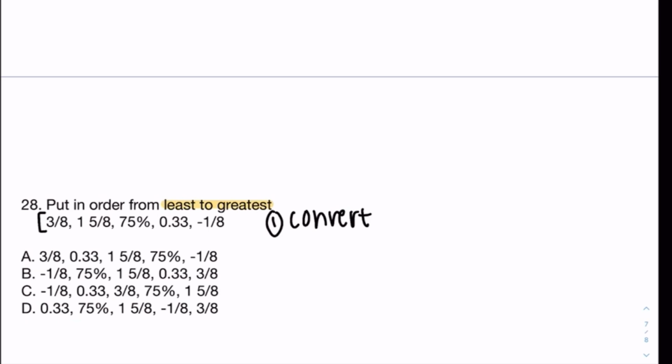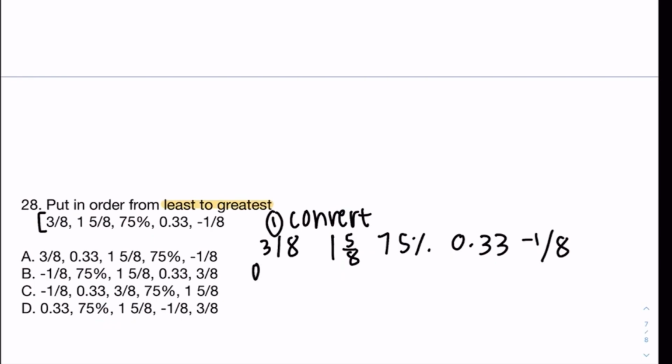So before I do anything, I'm going to convert everything to a decimal. So 3/8, 1 5/8, 75%, 0.33 is already a decimal, so we can leave that one, obviously, and -1/8. Alrighty, let's go ahead and convert those. So we have 0.375, and 1.625.